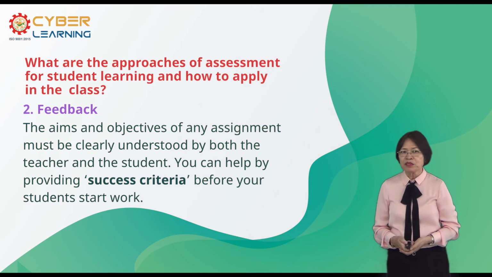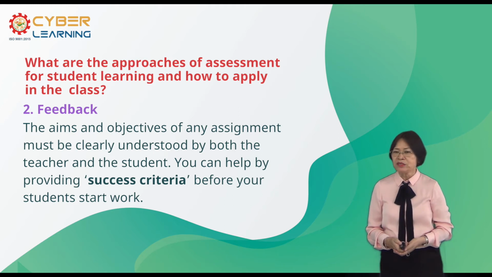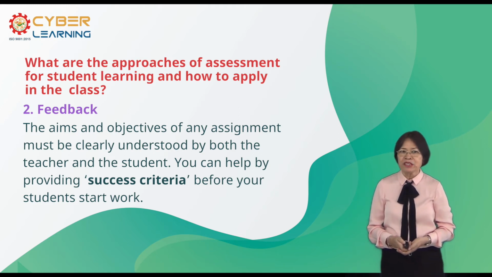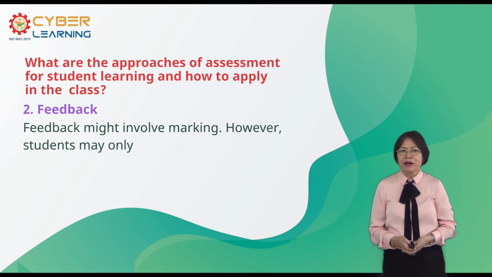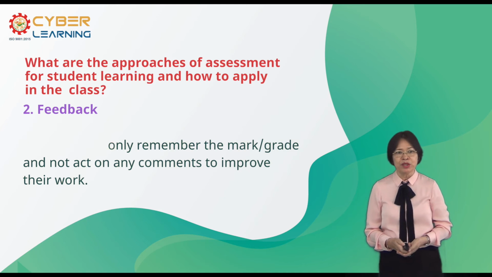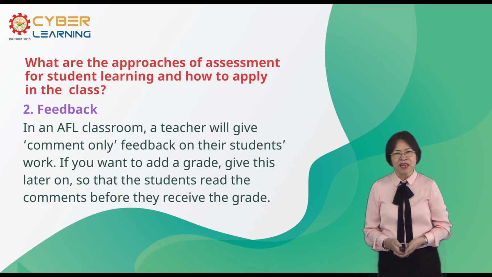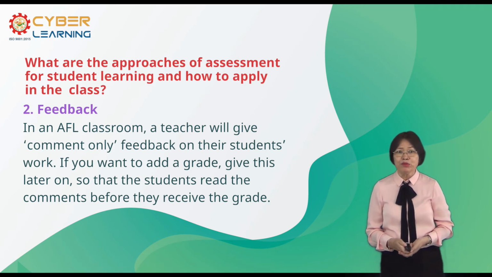The aims and objectives of any assignment must be clearly understood by both the teacher and the student. You can help by providing success criteria before your students start work. Feedback might involve marking. However, students may only remember the mark or the grade and not act on any comments to improve their work. In an assessment for learning classroom, a teacher will give comments as feedback on their students' work. But oral feedback can be effective too.